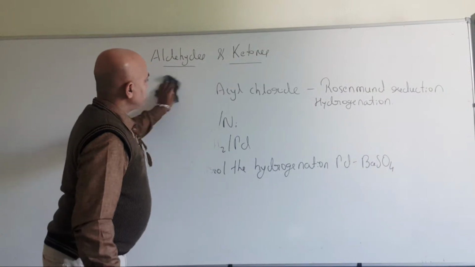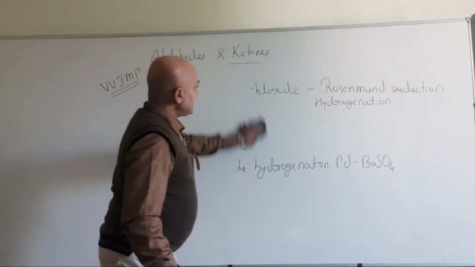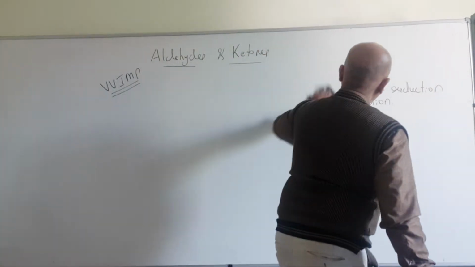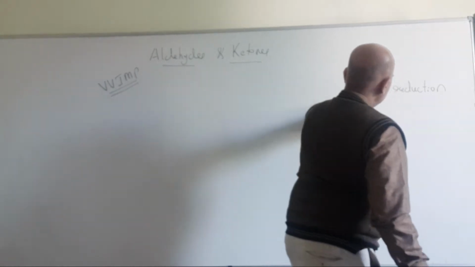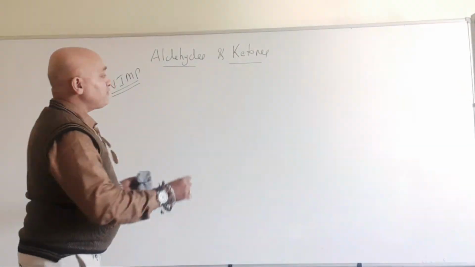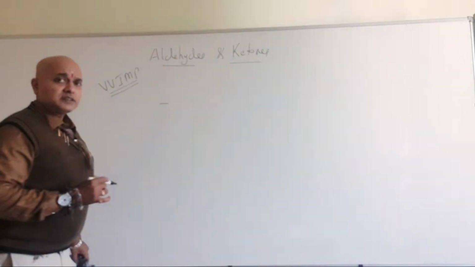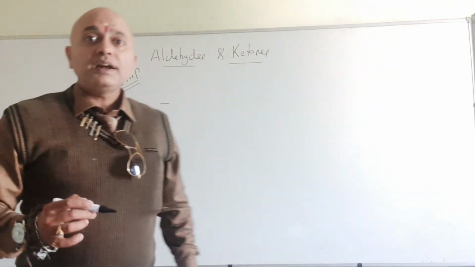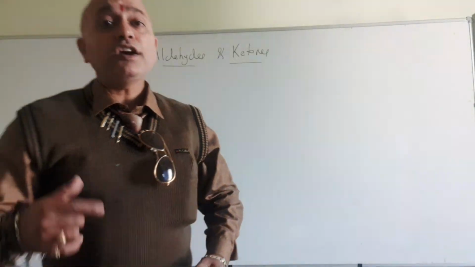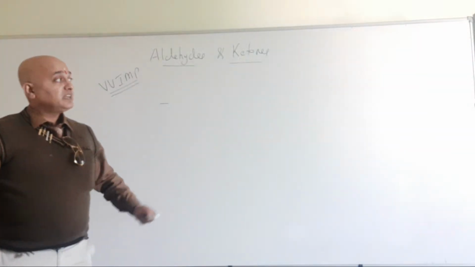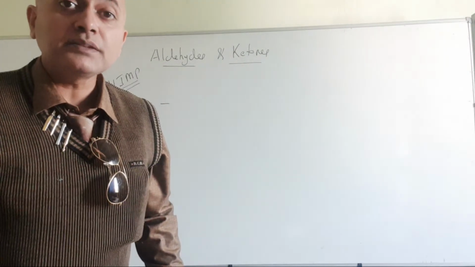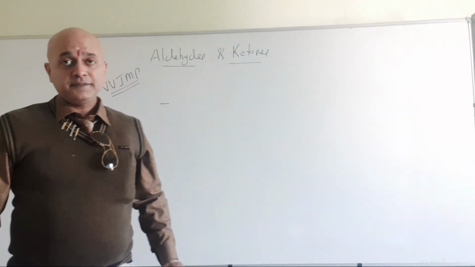Any doubts? Okay. So what are the important points we should know with respect to the Rosenmund reduction reaction? One is that any acyl chloride other than formyl chloride can be used. Lindlar's reagent, if you are using it, will become a different reaction. Here it is the Rosenmund reduction reaction. Got my point? So therefore we are mentioning the Rosenmund catalyst here.